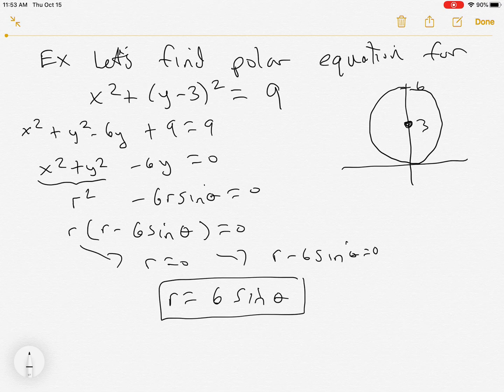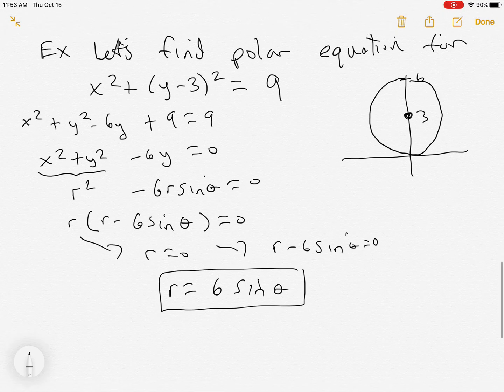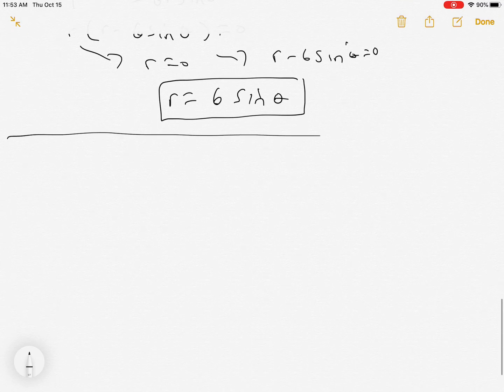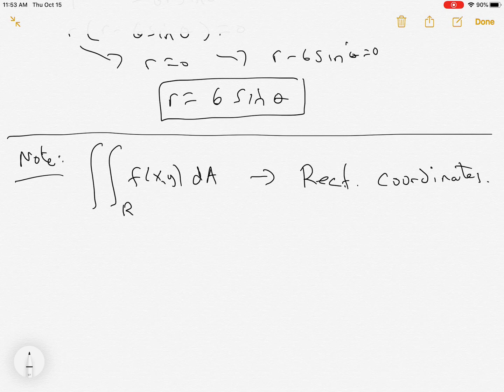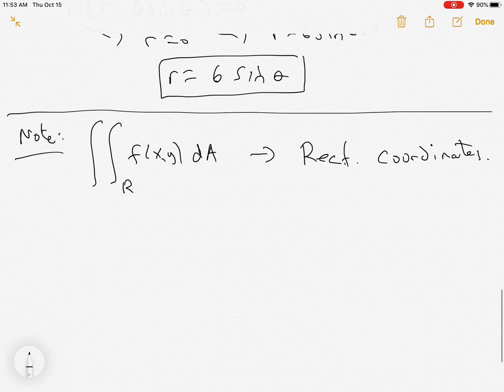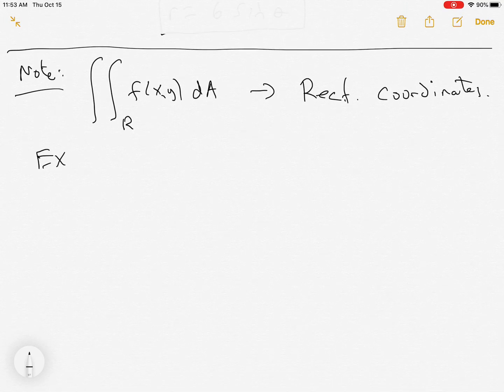And now I'm going to do some calculus here. Okay, so note, we have been doing double integrals over some region R, some function f of x, y, and we use dA for our area differential, right? And this is in rectangular coordinates. Now, you don't have to write this next bit out, just let me write for a minute here, and then just follow.